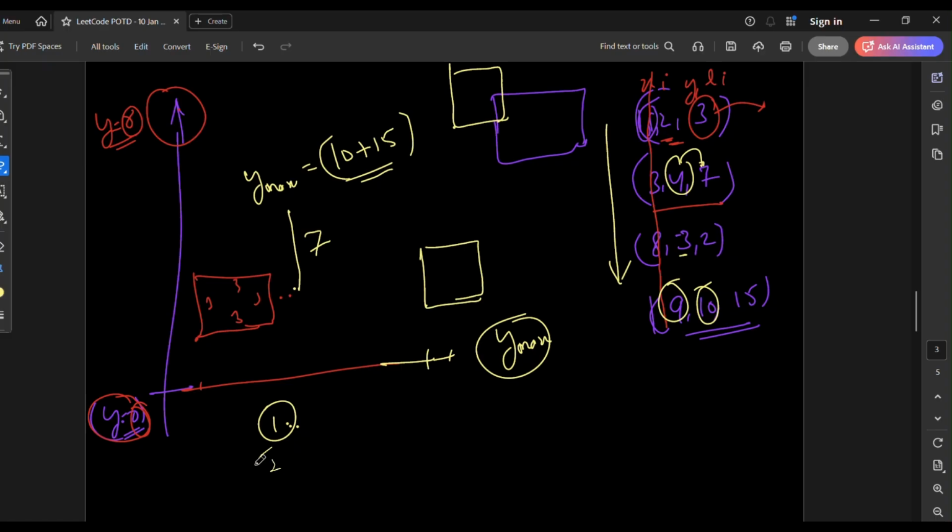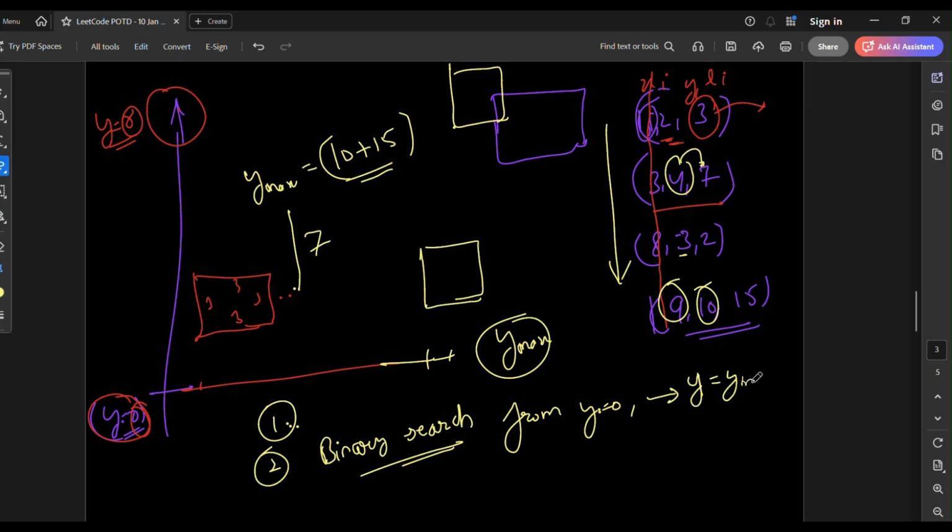And the second part is I will do a binary search from y equal to 0 to y equal to y max. Is this understood? I think it's a fairly simple thing.